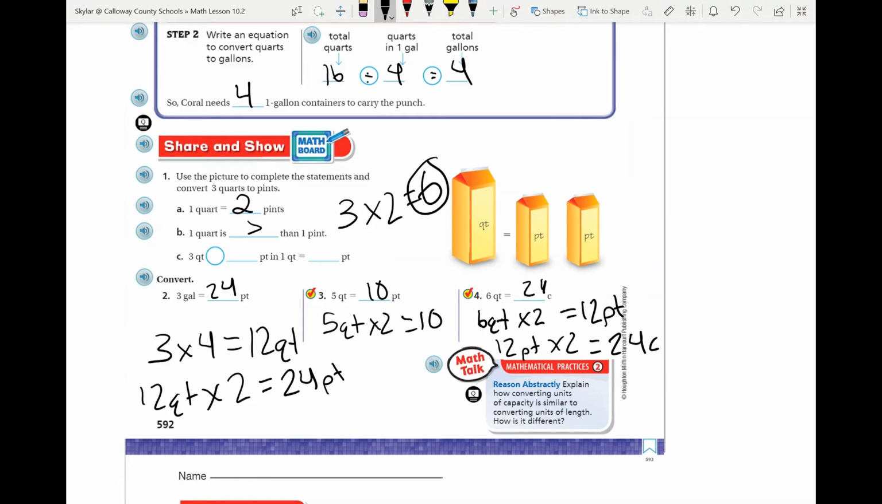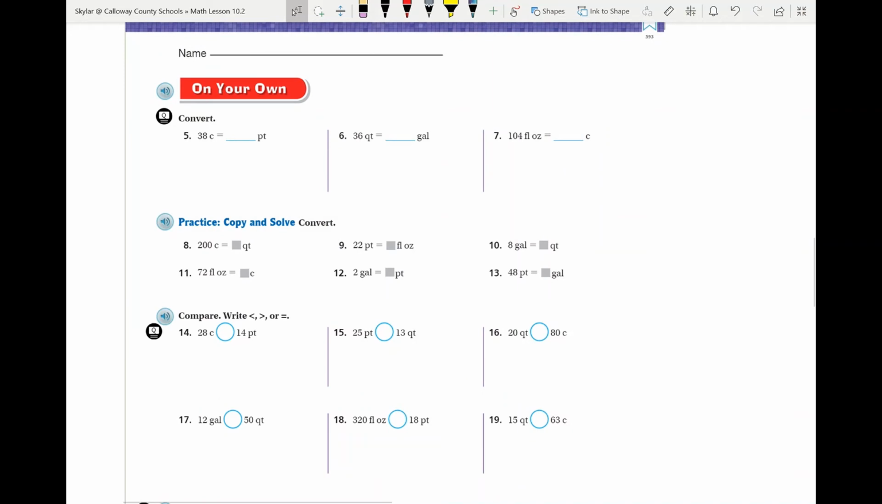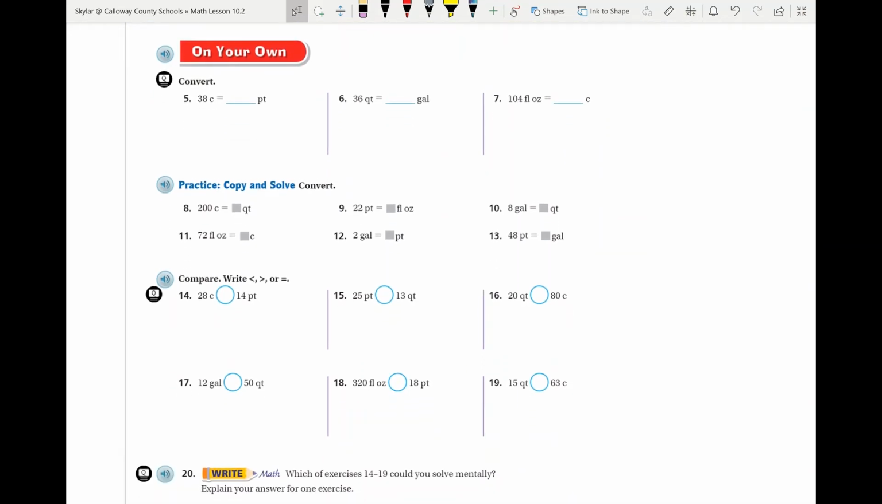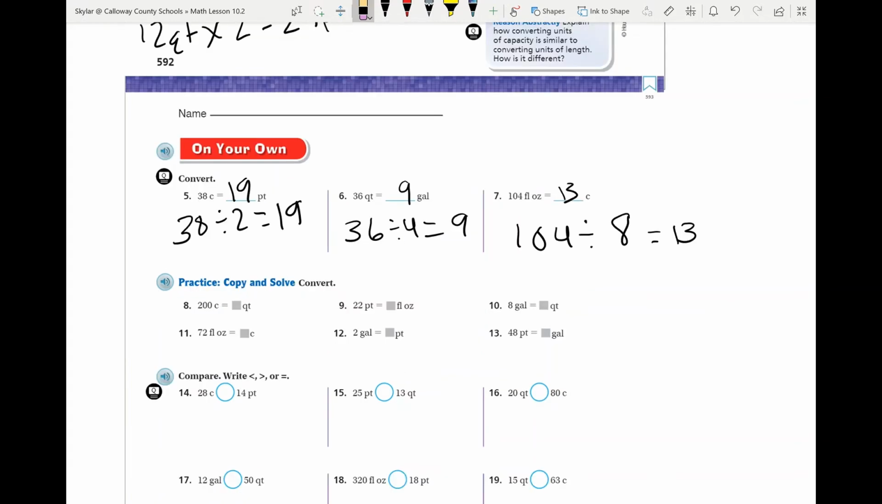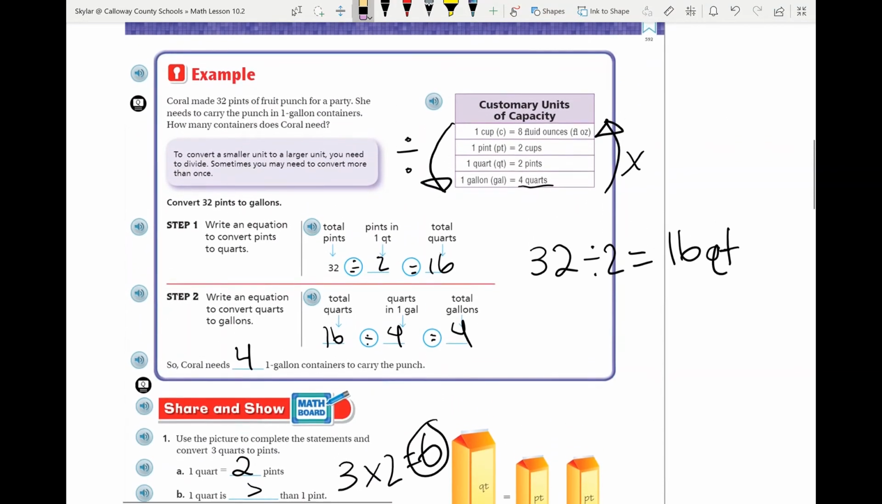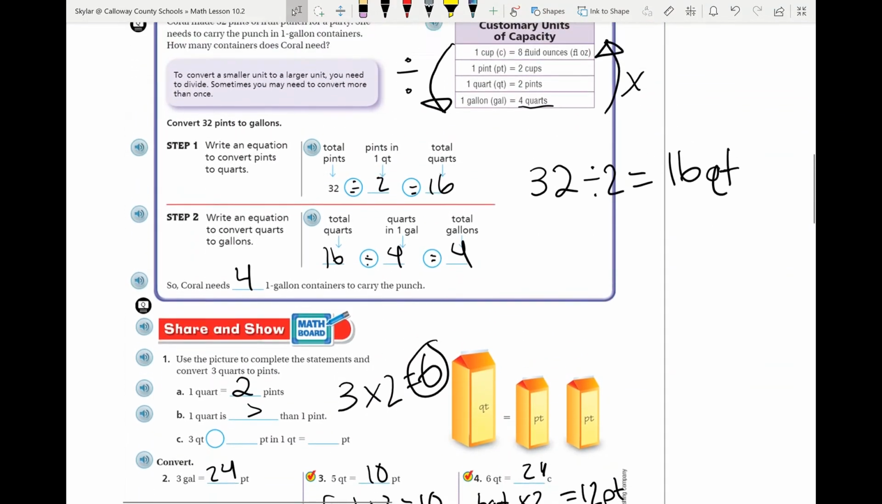Alright, so use that chart. What I want you to do, I want you to do numbers 5 through 7. Go ahead and work those out for me, and then you can check. Alright, so let's see how you did. So you are going to be moving down the chart. As you can see, you're going from cups to pints.